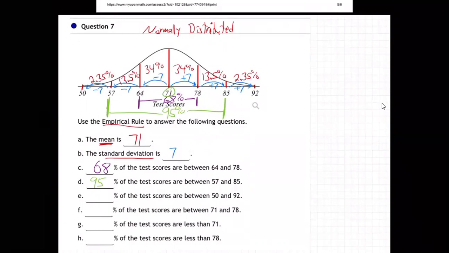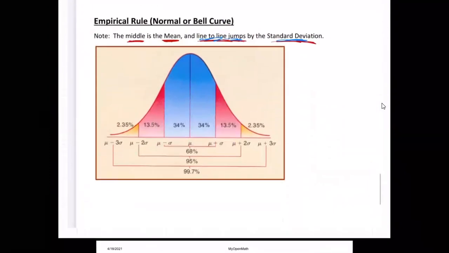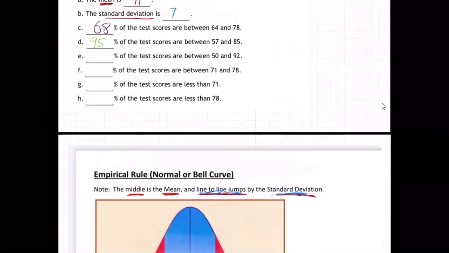and 85. And then the final region, how many got between 50 and 92? 50 and 92. Well, that's all these percentages added up. Again, we don't have to do it by hand. It's already right here, 99.7. That goes 3 left to 3 right, 99.7. It's right there for you.